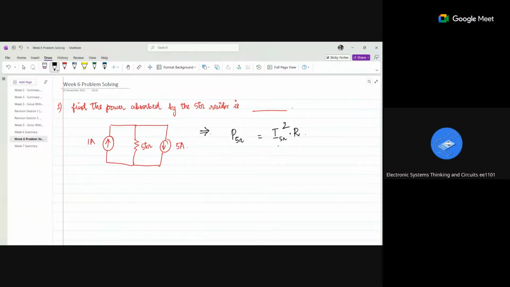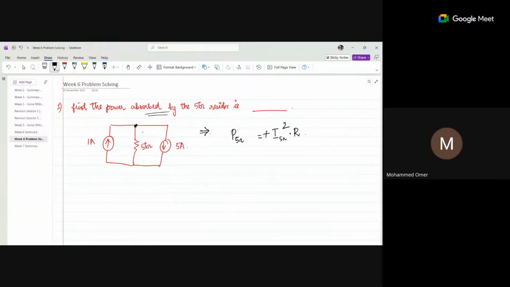So this is the formula for the power. Since resistors generally absorb power, and in the question they have asked absorbed, the sign is plus, right? Does anyone have any doubt with the sign? Okay, got it, ma'am. So what is the current through the 5 kilo ohm resistor? How will we find it?